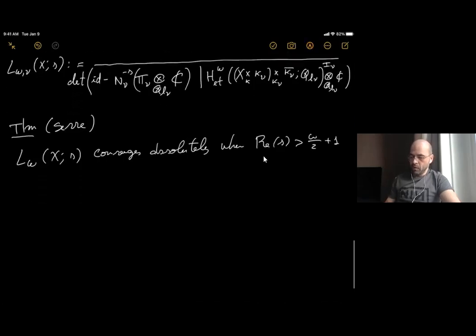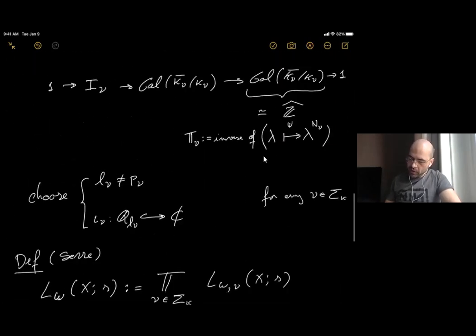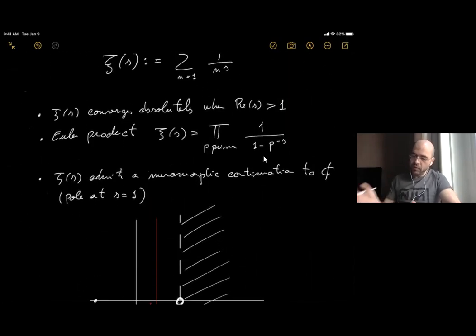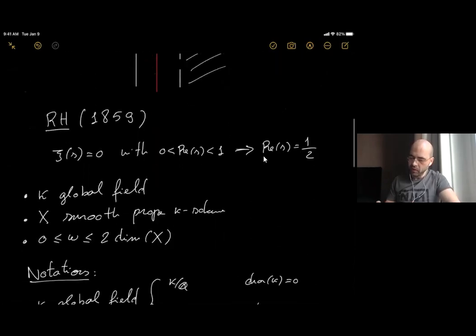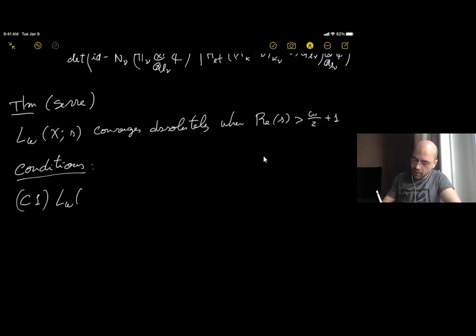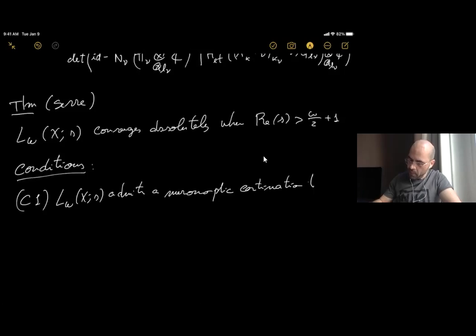Okay, so now, we know that in the case of the zeta function, Riemann proved that you actually have a meromorphic continuation to the entire complex plane. In general, that is not known. So those are conditions that are pretty standard and people are interested in. So the first one is that this function here admits a meromorphic continuation to C.